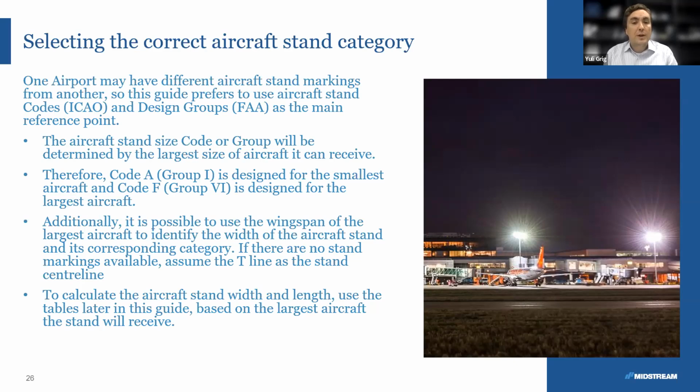Additionally, it's possible to use the wingspan of the largest aircraft to identify the width of the aircraft stand, and therefore use that to identify the category. So if we don't know how long it is, we'll just use the wingspan. Also, if there are no stand markings, just assume the T line as the stand center line, and we'll use that as the main reference point. To calculate the aircraft stand width and length, there is a table provided in our guide, based on the largest aircraft stand, and we can use that to do it.